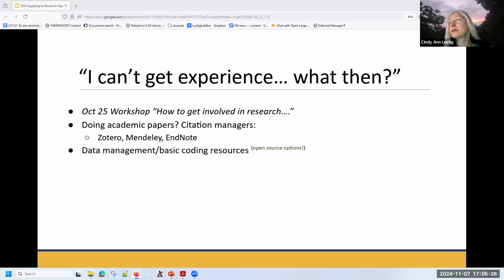Data management or basic coding resources. There's a lot of open source options for this. There's tons of things. So again, if you're at Michigan, you have free access both to Coursera and to LinkedIn Learning. And I encourage you to get the certifications and put those on your CV. If you're not at Michigan, Coursera has some others that are open, or check with your university and see if they have a subscription that would let you do the same thing.